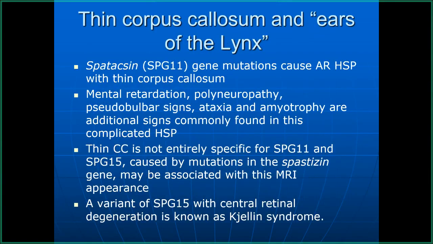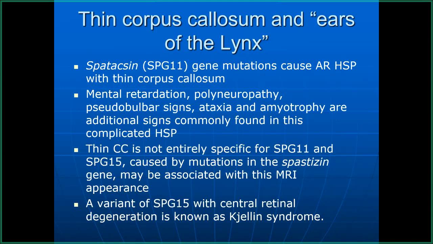Imaging sometimes can help. I showed you imaging of the spinal cord, which was almost completely gone. I mean, it was so atrophic, there was hardly anything left. But brain imaging can also give you some clues. Some of these patients have a thin corpus callosum. Spatacsin is the cause of the relatively common SPG11. These patients may have intellectual disability, polyneuropathy, pseudobulbar signs, ataxia, and amyotrophy. But they have a very thin corpus callosum, even though it can also be seen in SPG15. So MRI can give you a clue.